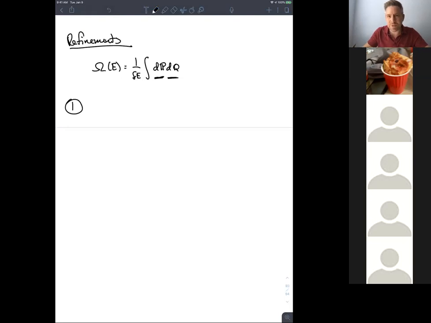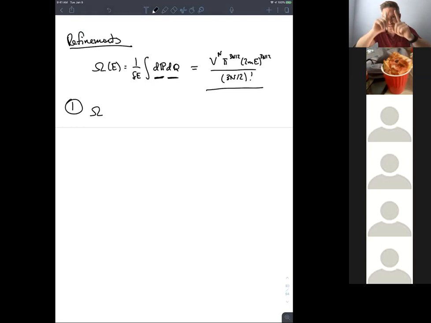This has units of momentum, right? So in other words, omega, and just to be even more explicit, the explicit formula we got for omega for an ideal gas was this: V to the N, pi to the 3N over 2, 2mE to the 3N over 2, over (3N over 2) factorial. Okay, now you look at this thing, it is not unitless. So again, this is a density of states, so we're just counting states. You would not expect a density of states, a pure number, to have units.